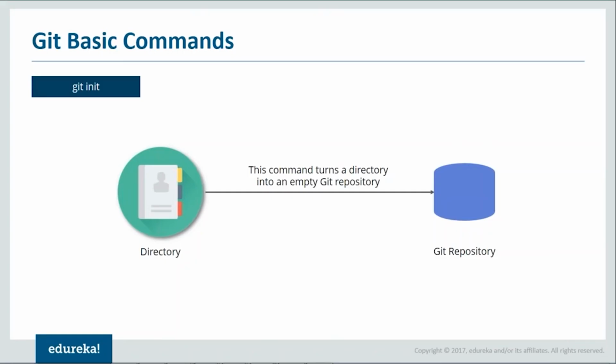Let's begin guys. So we'll start with the git init command. Now git init is basically used to turn a directory into an empty Git repository. The first thing that you need is a local repository to work with.